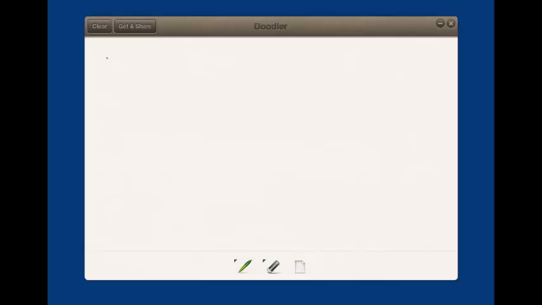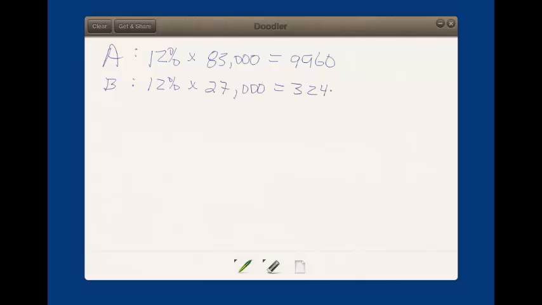Okay, so the first thing we have to do is compute the interest allowance, and it says 12% of capital balances. So for A, that's 12% times $83,000, which equals $99.60. And then we have B. B's interest allowance is 12% times B's capital investment of $27,000, which is $32.40.